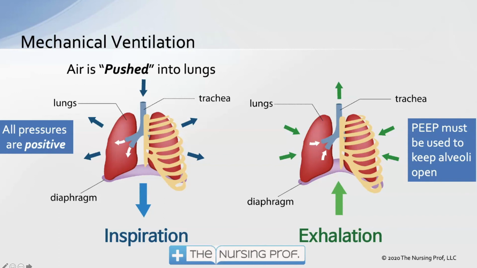And then expiration, again, is going to be done passively because now we have positive pressure inside the chest wall, and it's going to push that air back out again. Now, because we don't have that diaphragm working for us and the chest wall working for us, we're going to have to use PEEP, positive end expiratory pressure, to keep those alveoli open. Otherwise, they're just going to collapse.